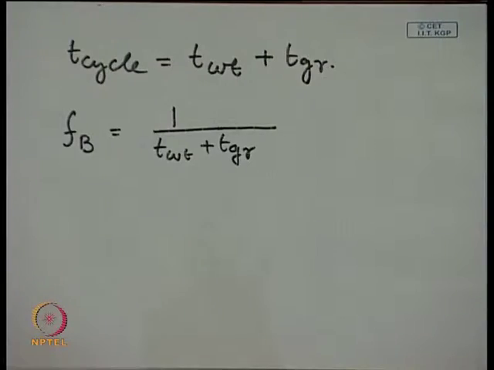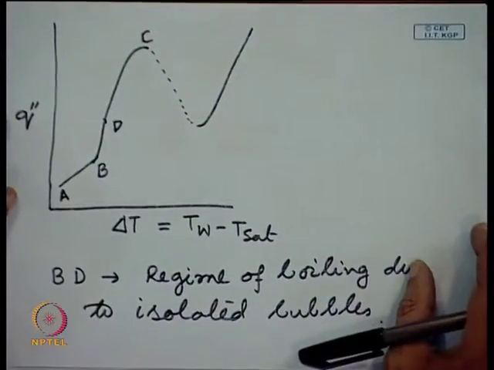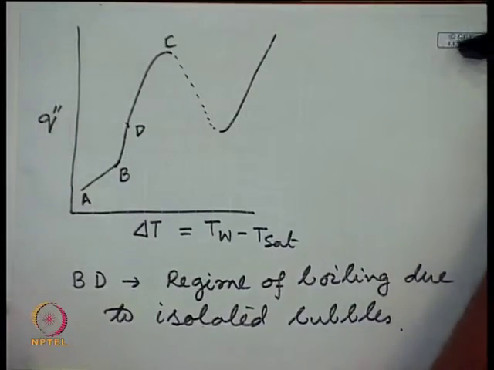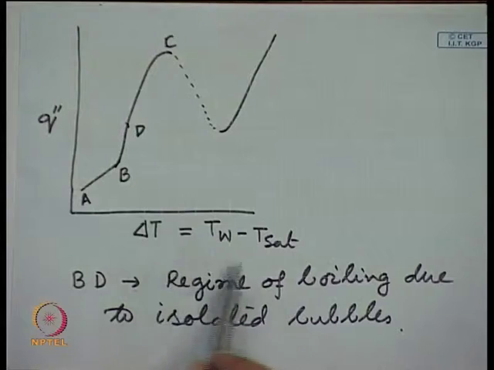So, once we have calculated this, or once we know this, then what can we do? We can have a rough estimate of the heat transfer during nucleate boiling, particularly in the isolated bubble region. You see the boiling curve that I have drawn; this shows the variation of heat flux with Tw minus Tsat.